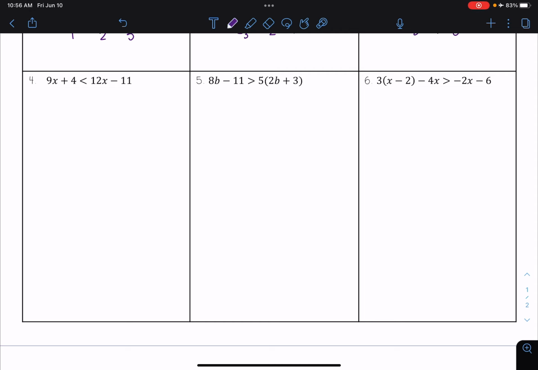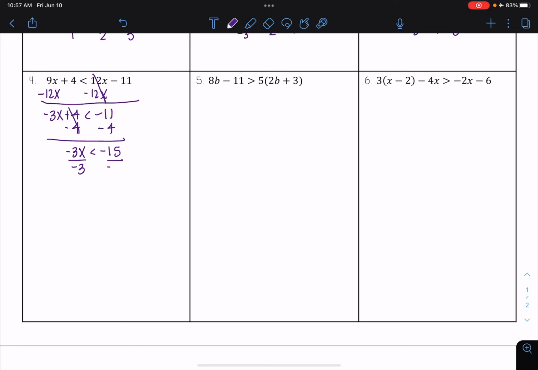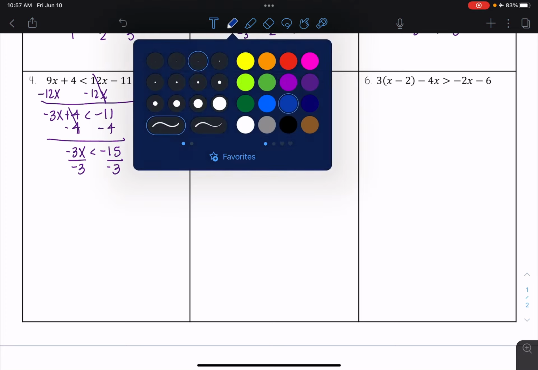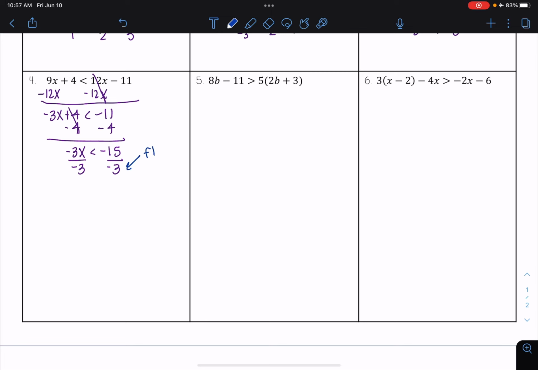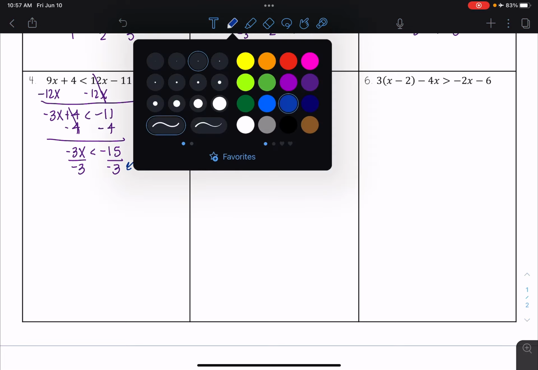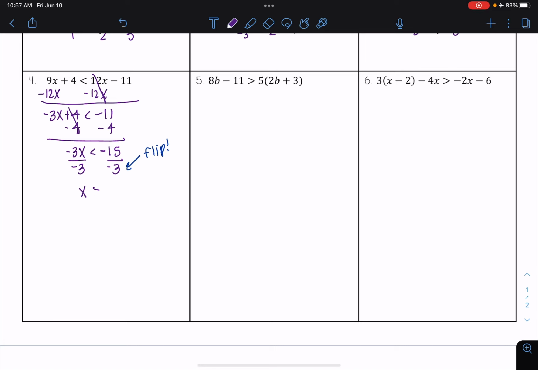So subtracting 12x from both sides, I get negative 3x plus 4 is less than negative 11. I'm going to subtract 4 from both sides. So I have negative 3x is less than negative 15. And then I'm going to divide both sides by negative 3. So here, again, I'm dividing by a negative, so I need to flip the inequality. And so now I get that x is greater than 5.